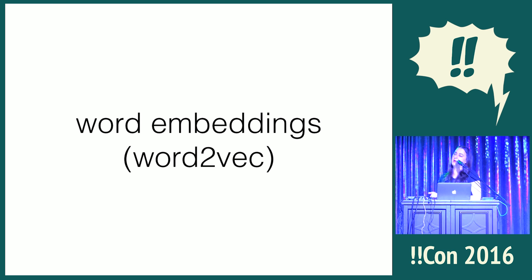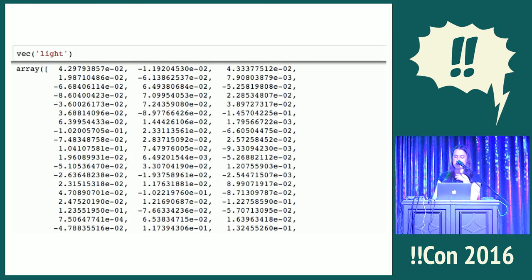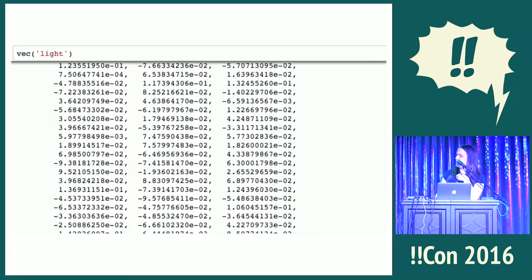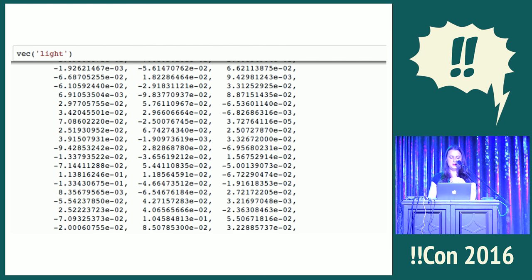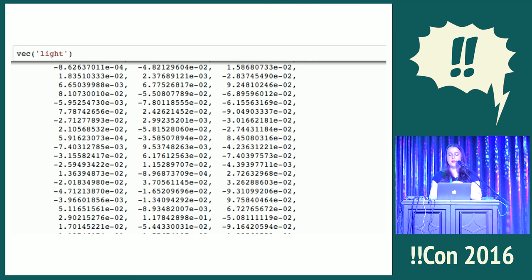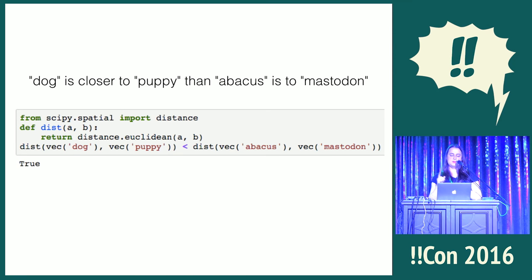So to do that, we need to have some way to represent the meaning of words with a vector. In natural language processing, the word for a word represented as a vector is a word embedding. I'm experimenting with word2vec word embeddings, which were created by some Google researchers. This is what a vector for a word looks like in word2vec. It has 300 dimensions. This is the word light. One of the interesting consequences of how word2vec vectors work is that words that have similar meanings are close to each other in terms of Euclidean distance in the vector space.